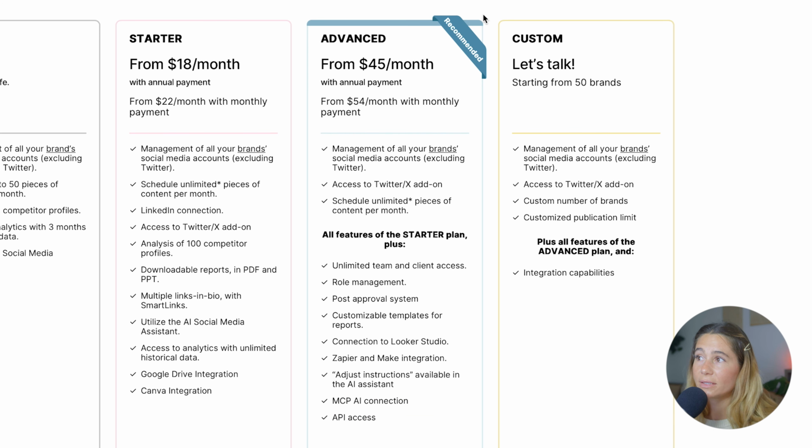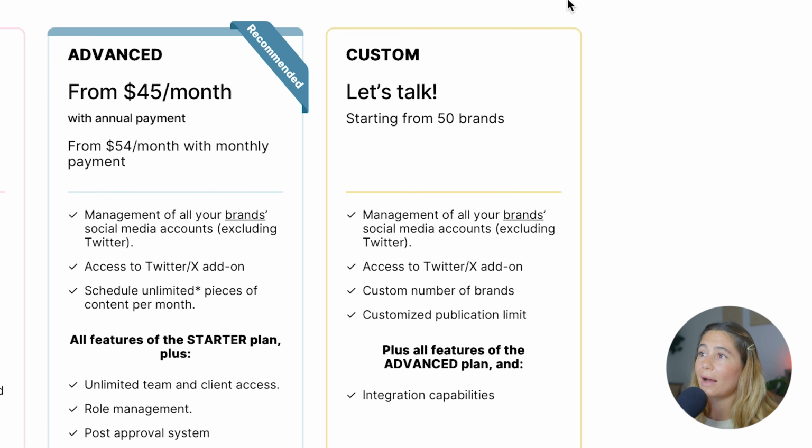Then they've got the advanced plan, which is $45 a month if you pay annually and $54 a month if you just pay monthly. With this, you get everything in the starter plan. You do get access to Twitter as an add-on, and you can schedule unlimited pieces of content per month. You've got unlimited team and client access, role management, post approval, connection to other studios, Zapier integration, and so much more. They also do have a custom plan, but that's starting from 50 brands.